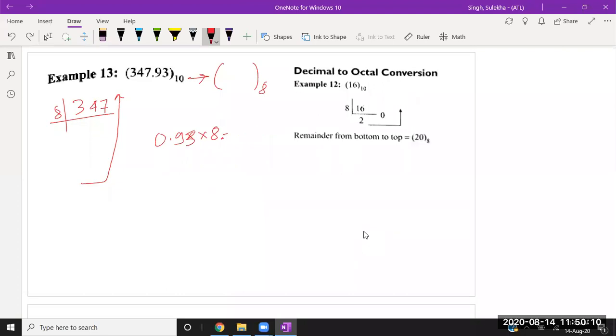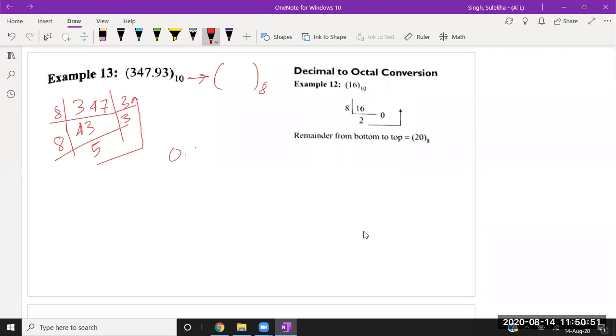So the thing is, whenever you want to convert a decimal number into the octal number system, the first thing is, for the non-fractional part, the integer part, this is the universal method. Whenever you want to convert decimal into any base, if I want to convert into base 8, I need to divide by 8. So I will get 43, and the remainder is 3. Then again, if I divide by 8, I will get 5, and the remainder will be 3. So if I write from bottom to top, this will be 533.